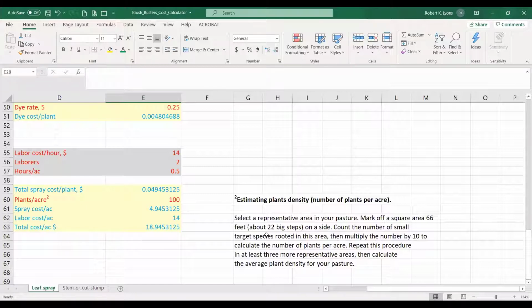And so the spray cost per acre would be $4 and almost 95 cents per plant per acre. That's just the spray cost. And then if you add the labor cost in, the total cost would be $18.95 per acre. And you can change any of these entries as you go to look at different scenarios. And as I said, the app will allow you to save this job and look at it later on. So that's the leaf spray.